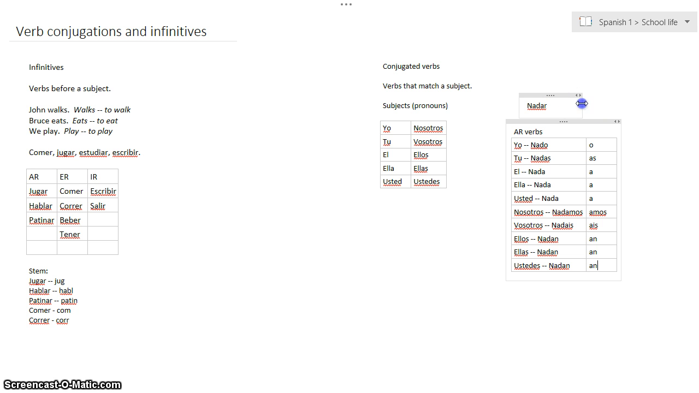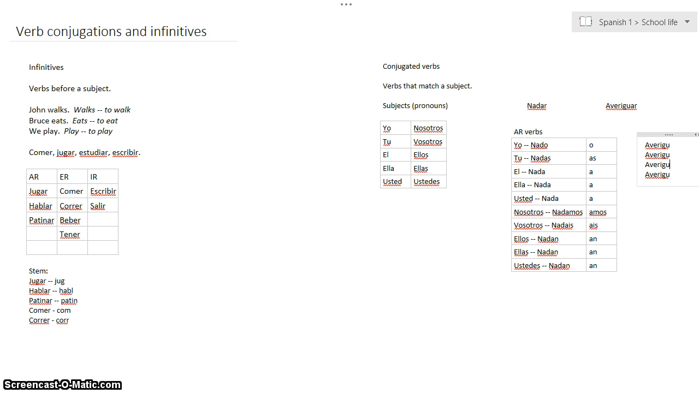I could give you an AR verb that you've never seen before, like averiguar. You don't know what that means, and you can still conjugate it because you know how to do it. You know that there's a stem. The stem for averiguar is going to be what? Think about it. It's going to be averig. Alright, so that's enough.